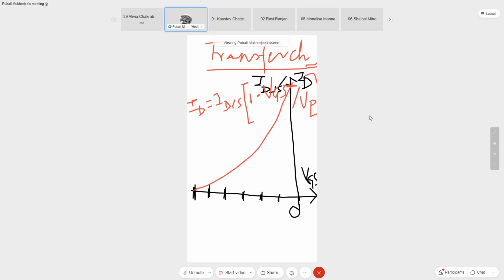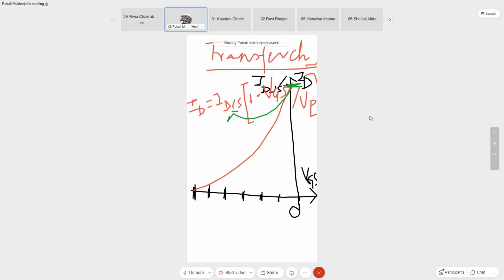This maximum value of ID, I'm marking in green, is nothing but IDSS. This is how, by using Shockley's equation, you can plot the transfer characteristics. Is it clear, students?